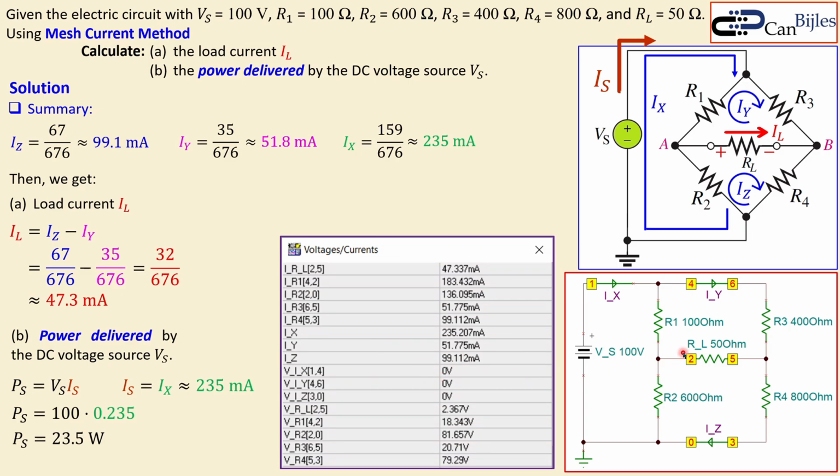Now you see here the current for the load from node 2 to node 5 is shown here. It is 47.3 milliamps, and we have calculated that approximately. Of course, it is a little bit more accurate, and we have rounded off. Those are just rounding off errors, but this is exactly what we wanted, and exactly what we have calculated. Now, if I look at Ix, it's shown here, it is approximately 235.2 milliamps, very close to what we have, so that's also fine. Iy is approximately 51.8, also what we have, and Iz is 99.1 milliamps, also what we have. So those are really confirming our calculations in this simulation.